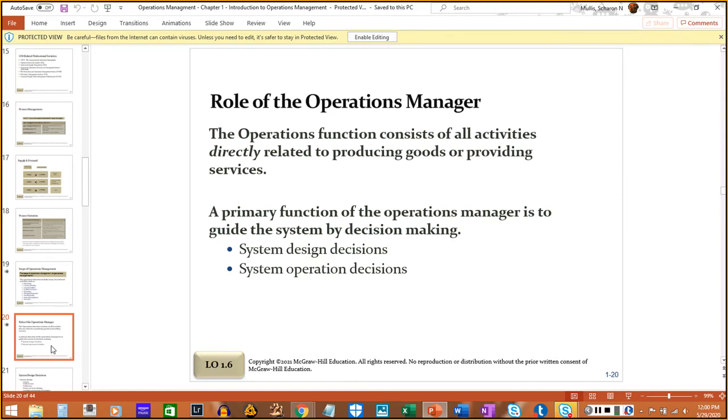System operations decisions include management of personnel, inventory management, and scheduling. Operations managers generally spend more time on these decisions than on any other decision area, thinking about how much inventory, how's the scheduling, who's working where, what building, and what hours they are working.